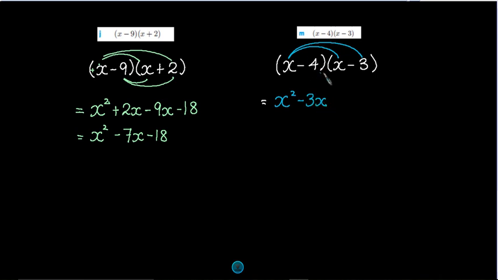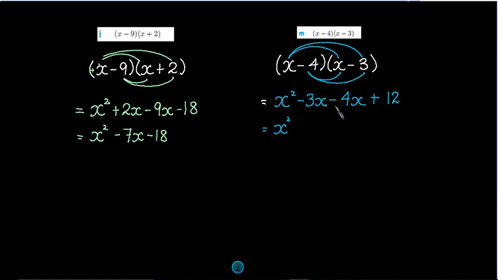Now we're going to times everything in this bracket by the negative 4. Negative 4 times x is negative 4x. And the last one that we do is minus 4 times minus 3. Now a negative times a negative is a positive. 4 3s, 12.